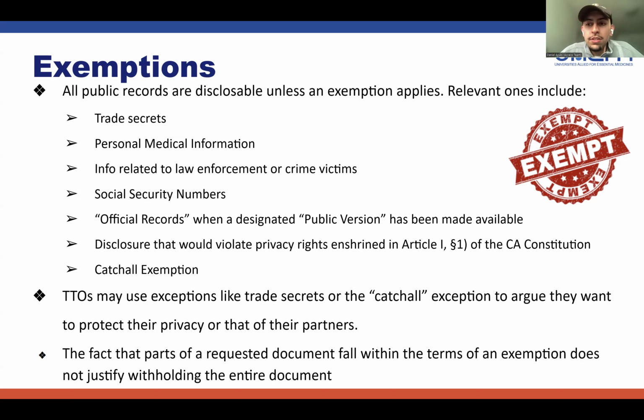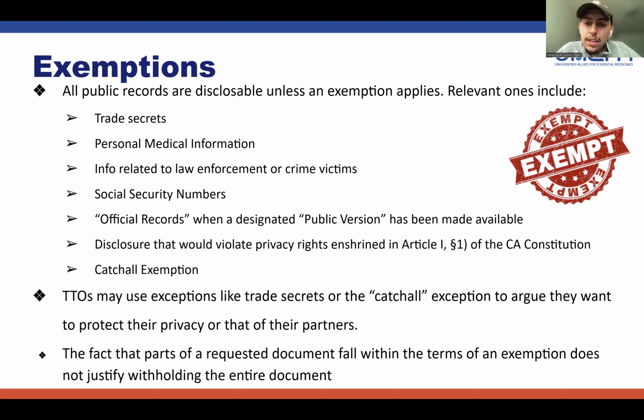Personal medical information, so pretty obvious. If there's medical information in any of these documents, it's not something that the public should be able to see. Info related to law enforcement or crime victims, again, pretty obvious. You just shouldn't be revealing that. Social security numbers, official records when a designated public version has been made available. So basically, if there's already some sort of public government version of a document, you can't go and ask for the document again because they've already made it available to the public anyway.